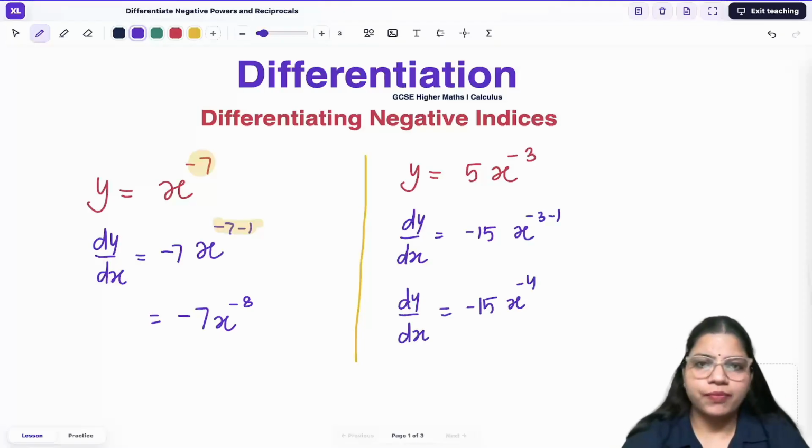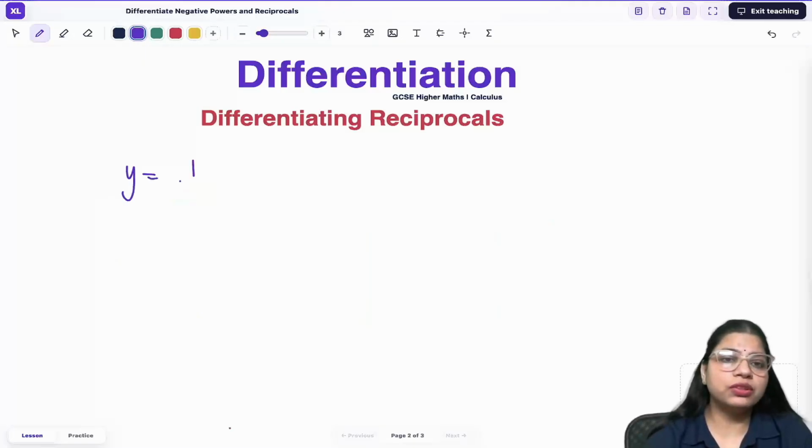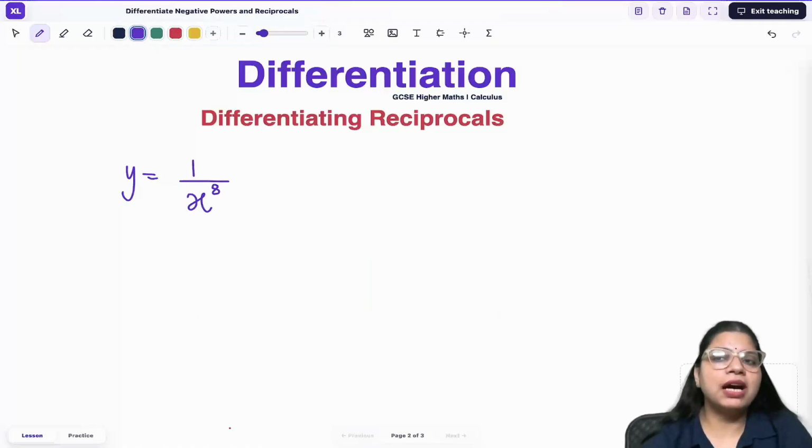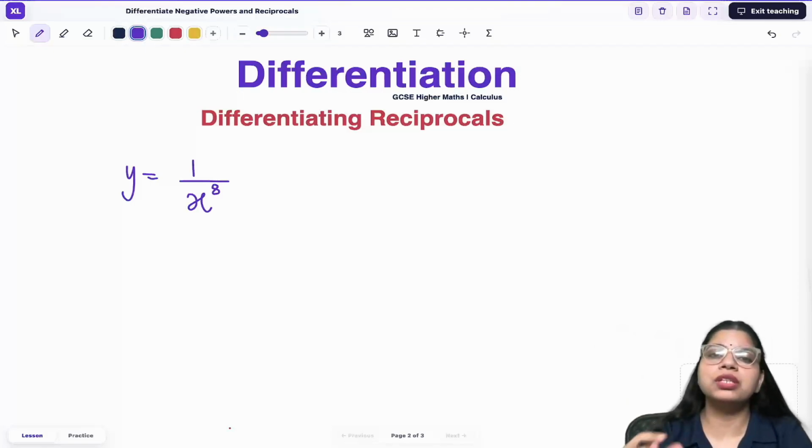No problem at all. Now let's move to the next part where we get the questions written something like this: 1 over x to the power of 8, maybe like this, right? It's a positive power, but it's in the denominator. It's not the numerator. So we are not going to be using the same power rule as we have done in the first differentiation lesson.